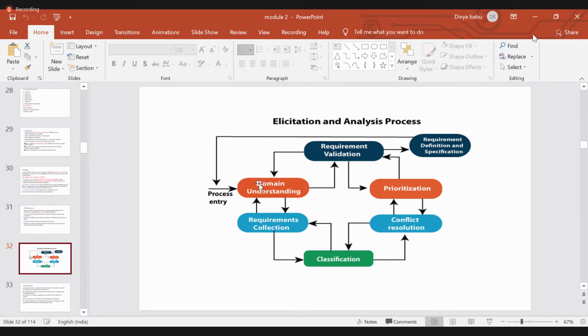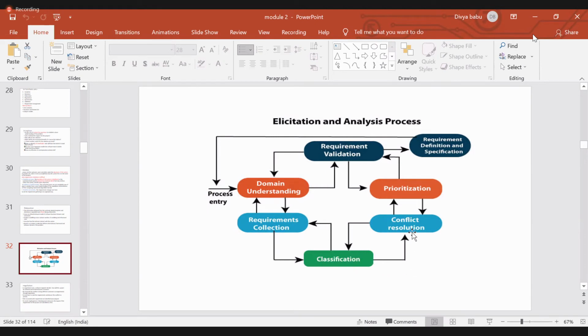Then how to fix the domain? You can see the requirement collection is bidirectional, meaning you have to collect the requirements, and based on that you will understand the domain. And once you understand the domain, based on that you can collect more and more requirements. So this one is cyclic and a bidirectional process. Both are dependent on each other. And once you collect the requirements, you can go for the classification. This part also happens many times, so it's a cyclic thing.